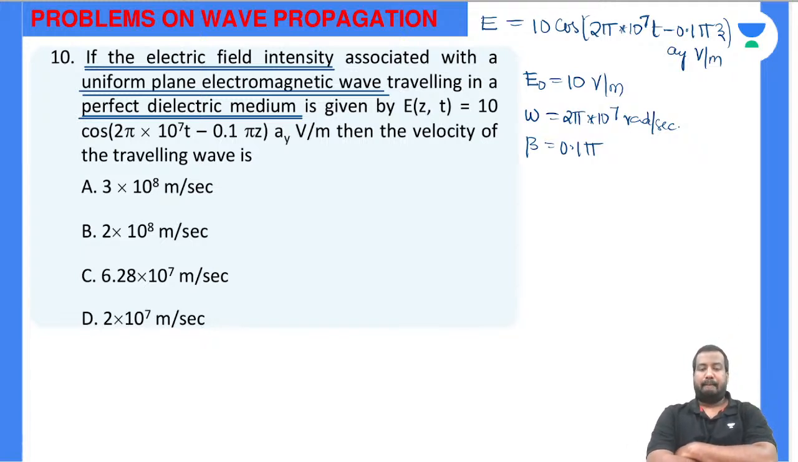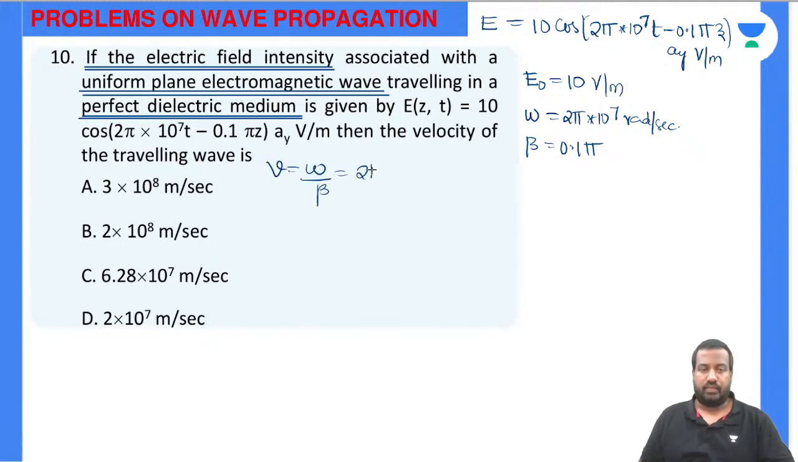So what's the answer? B, absolutely correct. B is absolutely correct. Velocity V is omega by beta. Two pi into 10 power 7 by 0.1 pi. Pi get cancelled. It's 2 into 10 power 8 meter per second.